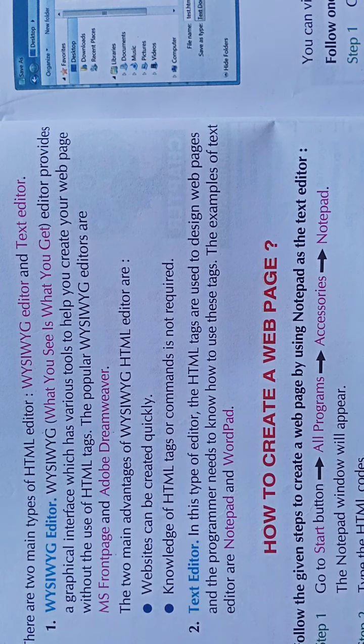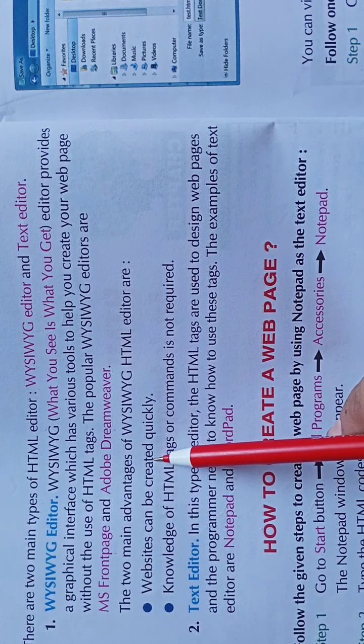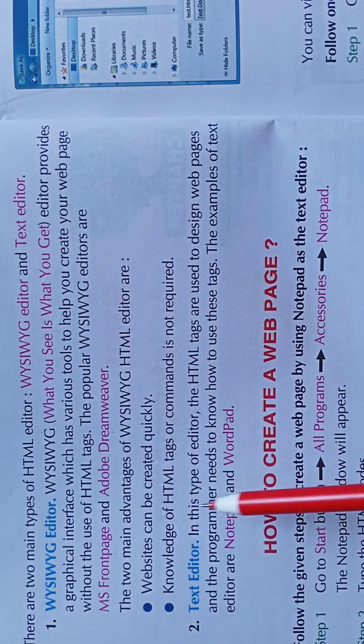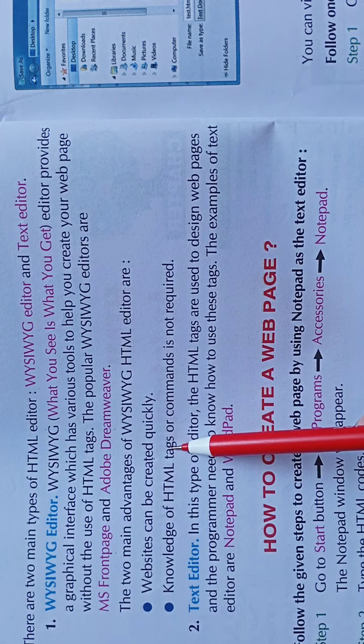Now the advantages of what you see is what you get are that these can create websites quickly, because whatever you have done, the same is going to be displayed. So quickly you can do this. And here you need not learn about HTML tags. You simply have to place things. Like if I want to place a picture, I will pick up the picture and put it on the editor. To put that picture on the editor, I need not know the command. I need not know what the tag should be. The tag will automatically be generated. So I need not learn anything.